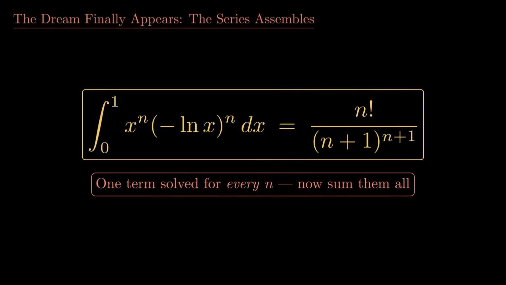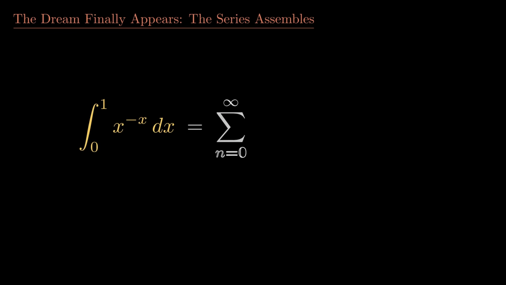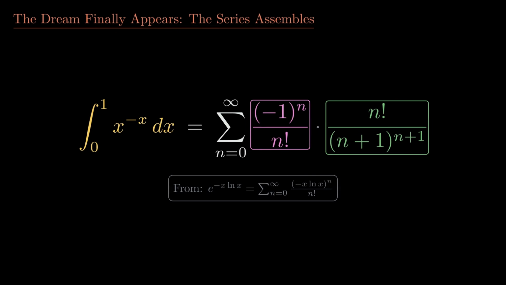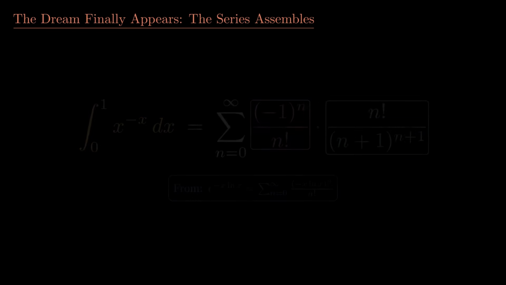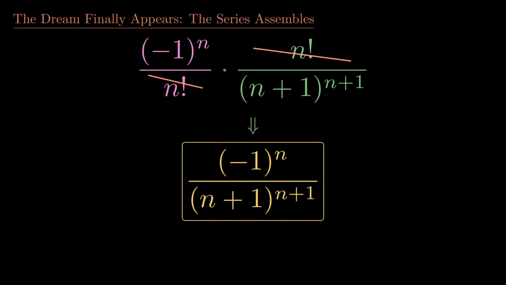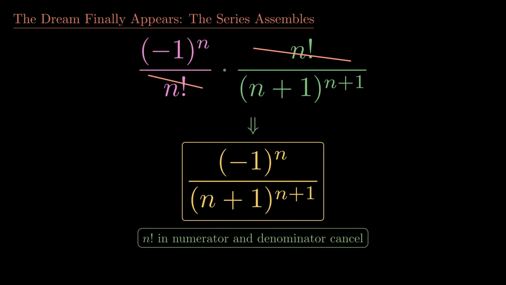Now we plug that result back into the series. And something very satisfying happens. The n factorial in the denominator cancels with the n factorial in the numerator. So the expression becomes much simpler. Negative 1 to the n over (n plus 1) to the n plus 1.